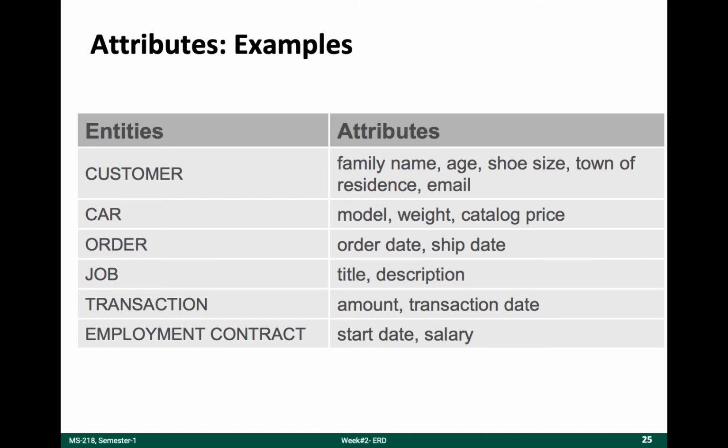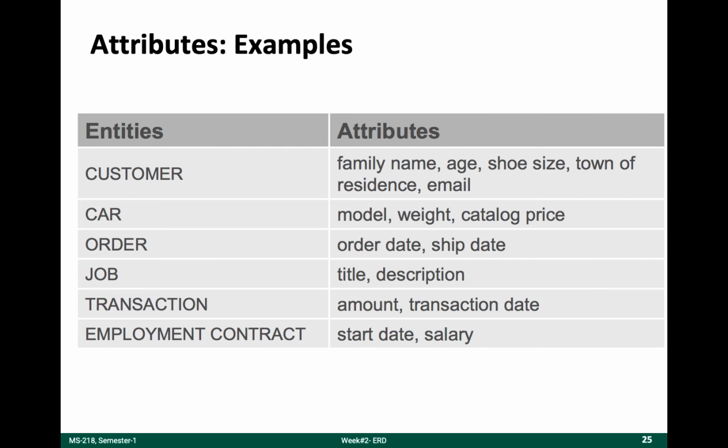So these are the entities, and a few examples. For a customer, we might be interested in storing full name, family name, age, shoe size, town of residence, email address. These are the different attributes, and they come from the business requirements document, okay? In many cases, like a university, they don't need your shoe size, okay?